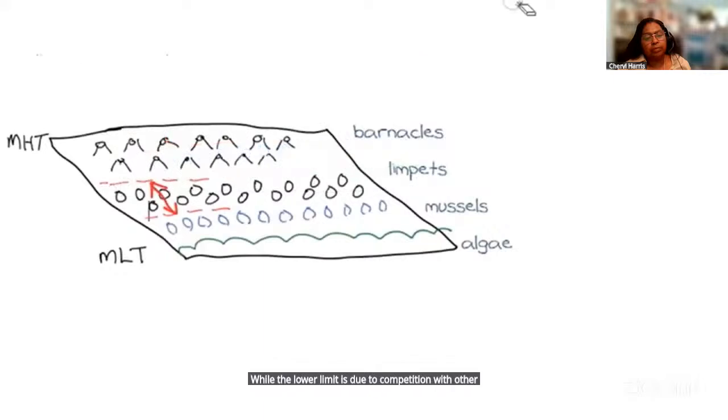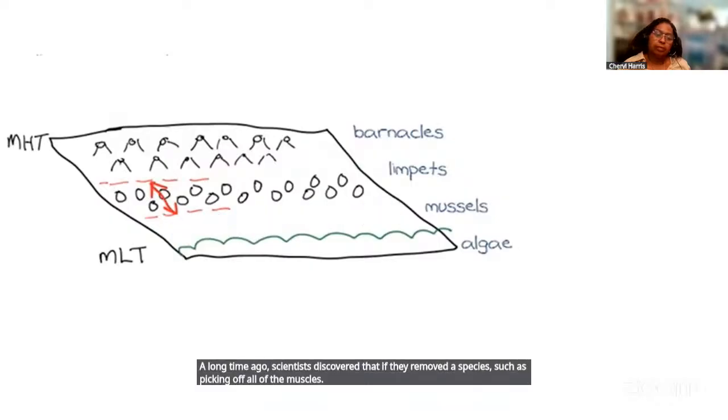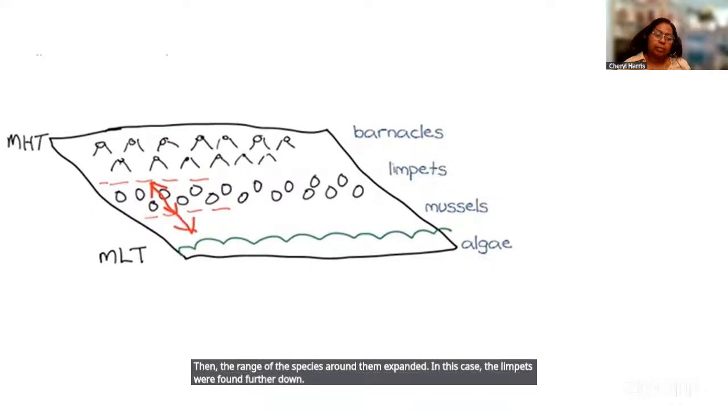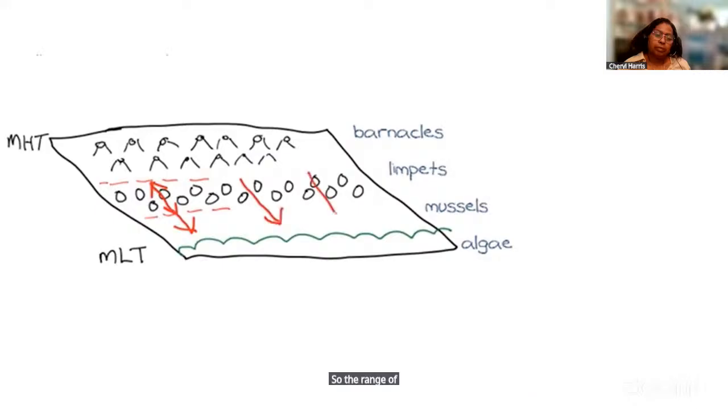A long time ago, scientists discovered that if they removed a species, such as picking off all of the mussels, then the range of the species around them expanded. In this case, the limpets were found further down, so the range of the limpets expanded into the vacant area. Now this left biologists with a problem. What was the niche? Was it the original distribution or was it the final distribution?